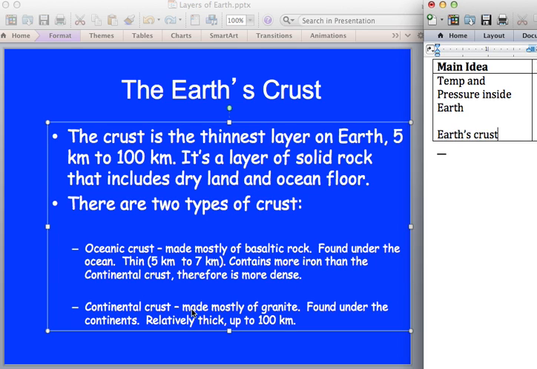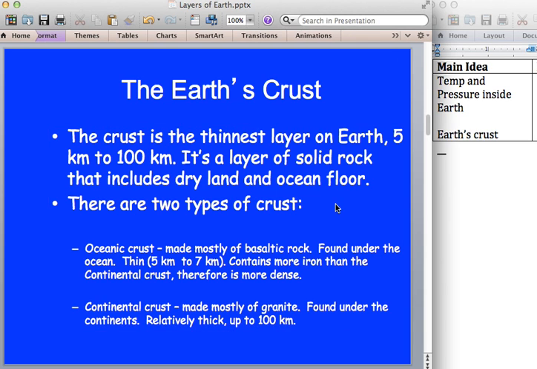Continental crust is what the continents are made of. So if you were to walk outside of school, you would be standing on continental crust. It's made mostly of granite. And there's other rocks too, but that's what it's mostly made of. And it's relatively thick. This could be up to 100.